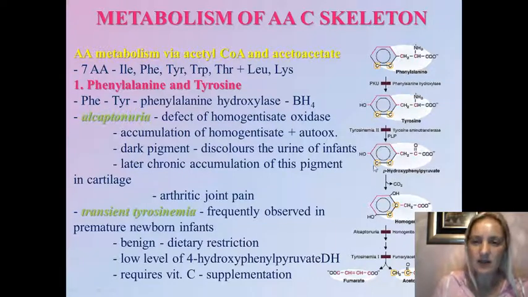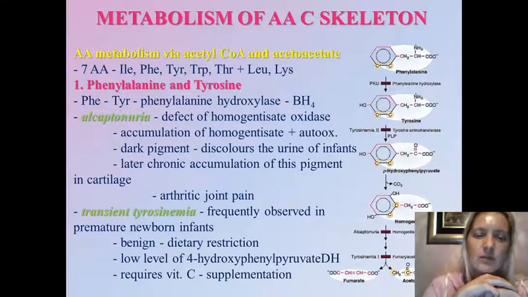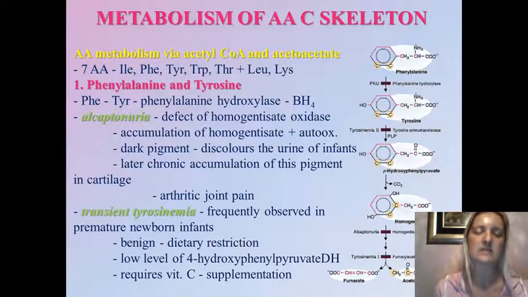Here we are again. This is not explained here. Transient tyrosinemia is frequently observed in premature newborn infants, and actually it's a benign disorder which can be treated efficiently by dietary restriction. Biochemically speaking, the reason for development of this tyrosinemia is a low level of 4-hydroxyphenylpyruvate dehydrogenase. Regarding the fact that this enzyme requires ascorbate as a coenzyme, supplementation with vitamin C can help treat this disorder.